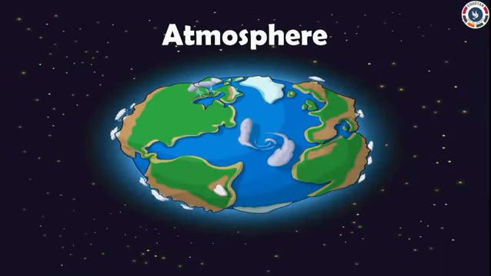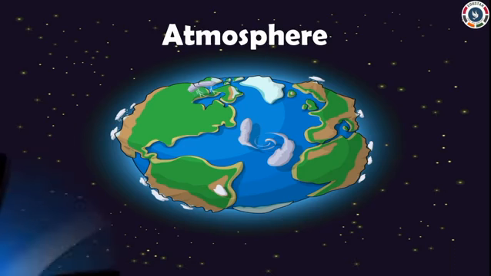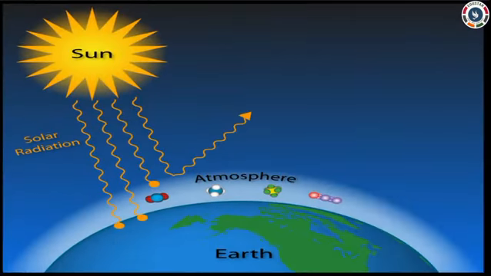Dear children, now we are going to see about atmosphere. The earth is surrounded by a thick layer of air called atmosphere. The earth's gravity holds the atmosphere around the earth. The atmosphere protects the earth from the harmful rays coming from the sun. You can see that in the picture.